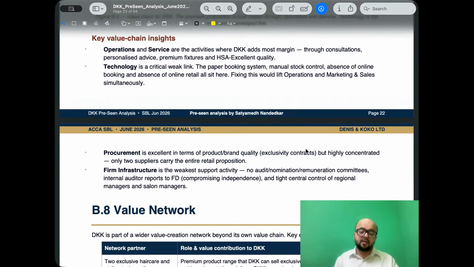Technology is a critical weak link. The paper booking system, manual stock control, absence of online booking, and absence of online retail are some of the biggest problems, potential problems, existing problems that the company is facing, and this is leading to value erosion. Procurement is excellent in terms of product, brand quality, but highly concentrated. Only two suppliers carry the entire retail proposition. If you had more supplier contracts, you would have been in a better position.